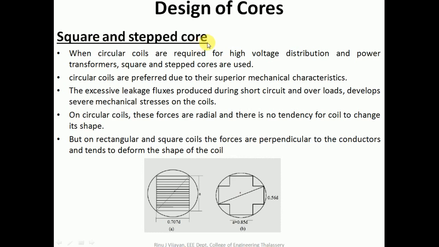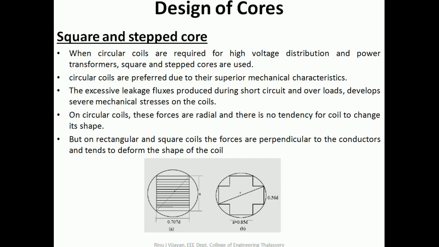Next, let's see square and stepped core. Usually circular coils are preferred for high voltage distribution and power transformers. This is due to their superior mechanical characteristics. In order to accommodate the circular coil, either square or stepped cores are used. During short circuit and overload conditions, excessive leakage fluxes will be produced, which develop severe mechanical stresses on the coils. In the case of circular coils, these forces are radial, and hence this won't cause any change in the shape of the coil.